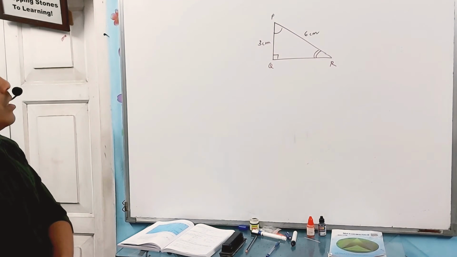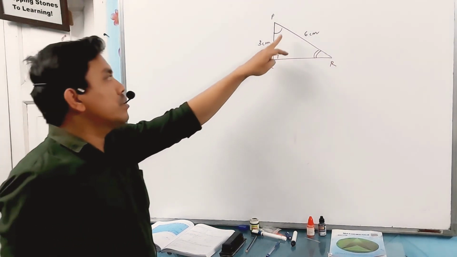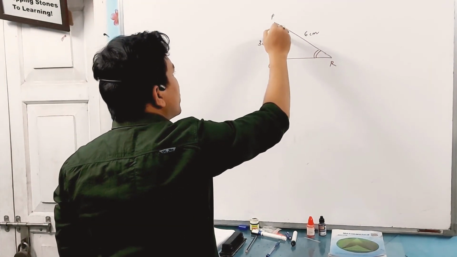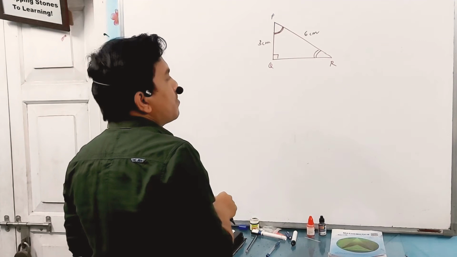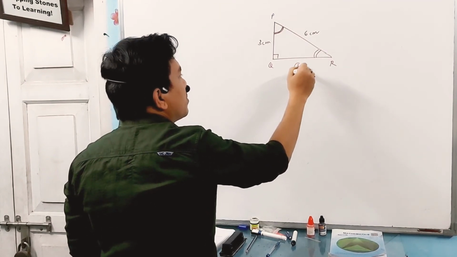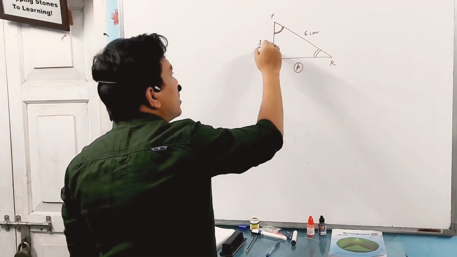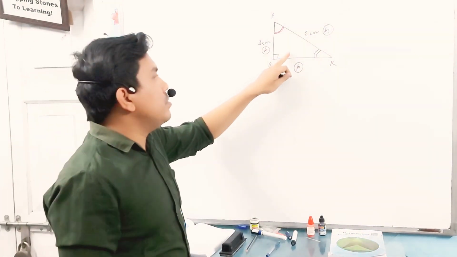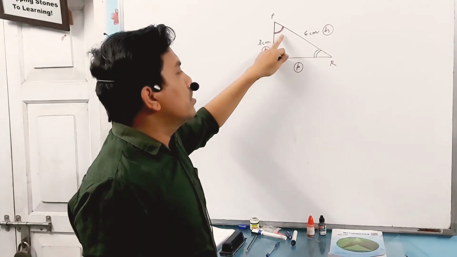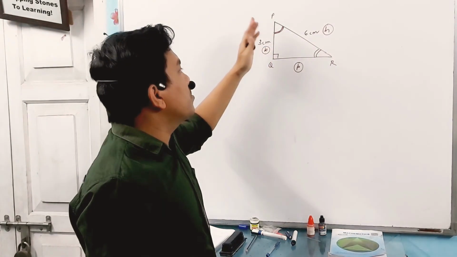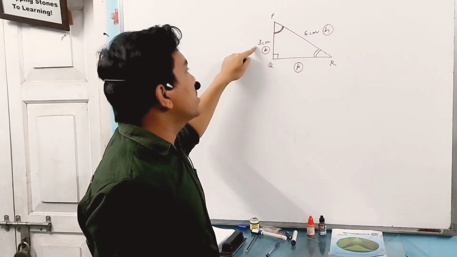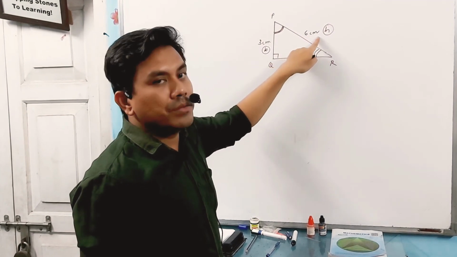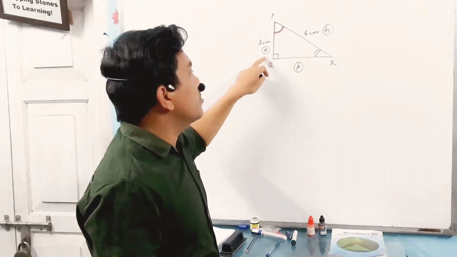Now the known sides. In this case, if we consider angle P in this triangle, then this will be the perpendicular, this is the base and this is the hypotenuse. So in case of angle P, the known sides are base and the hypotenuse. Base is given as 3 centimeter, isn't it? And hypotenuse is given as 6 centimeter.